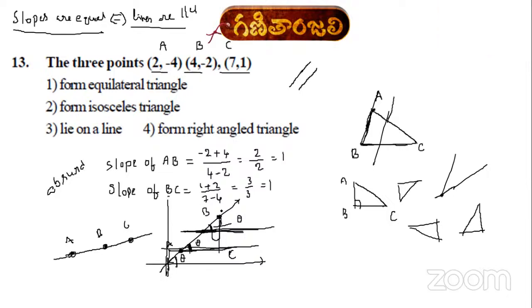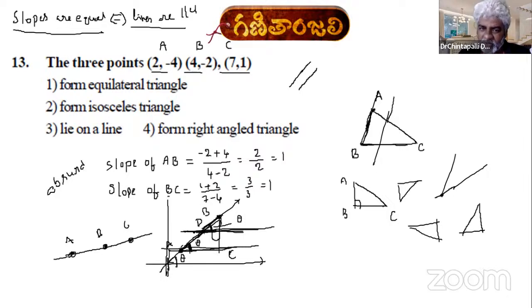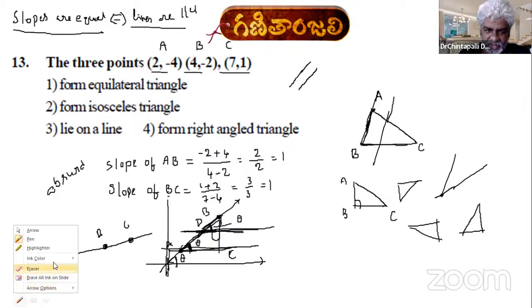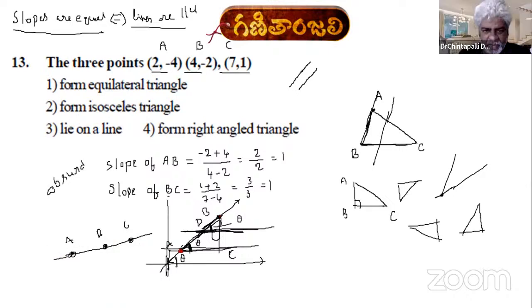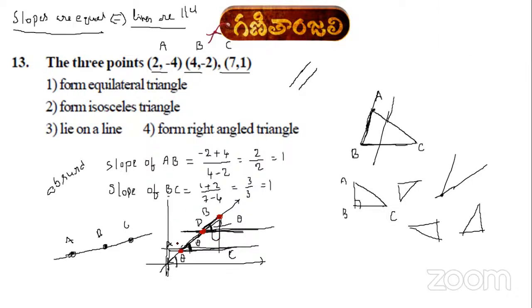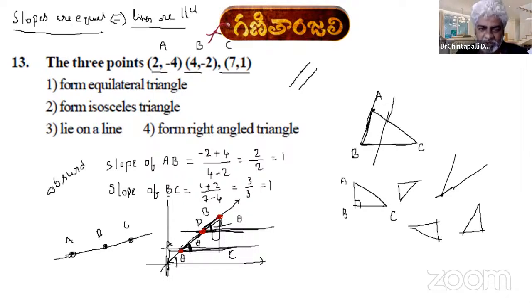That means slope of AB is equal to slope of AD, and slope of BD also. So in this case, have you noticed the position of these 3 points? This is point A. This is point B. This is point D, right? So our conclusion is slope of AD, slope of DB, slope of AB, all are equal, because they are lying on the same line.